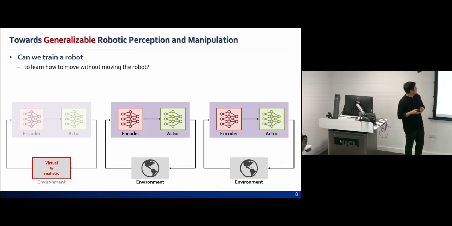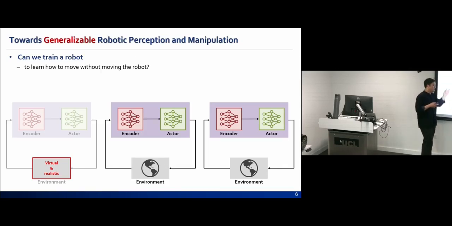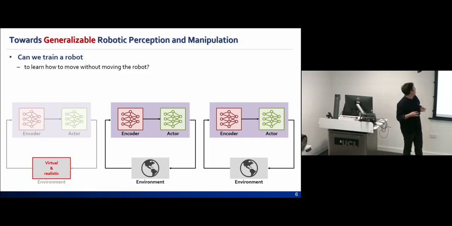So we started to think about whether there is any way for us to use some simulation environment or some realistically reconstructed environment to perform some robot learning, and then simply transfer that model to the real world so that we don't have to really move the robot during training.